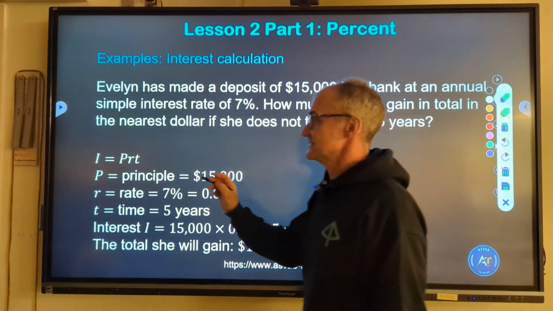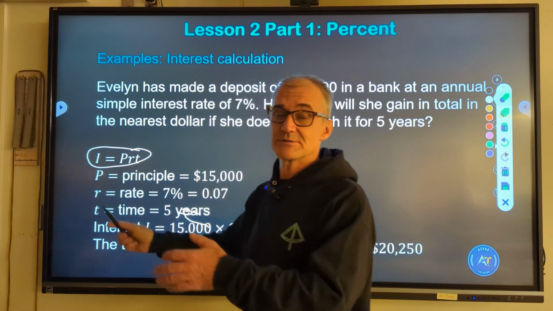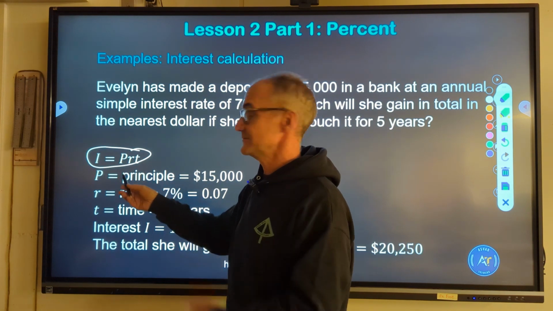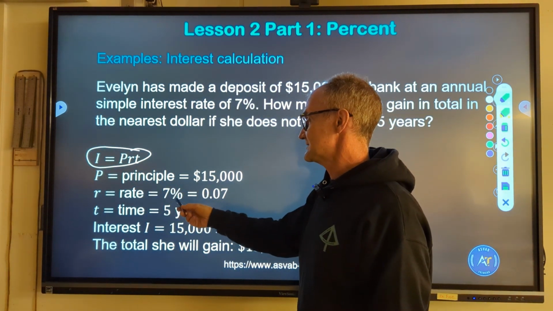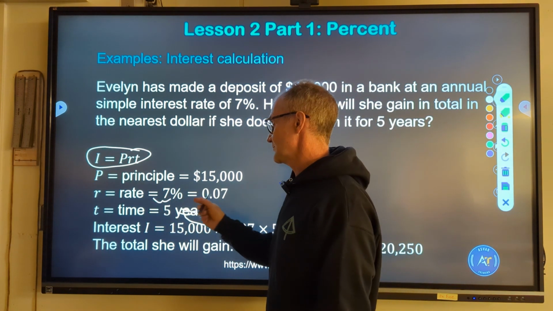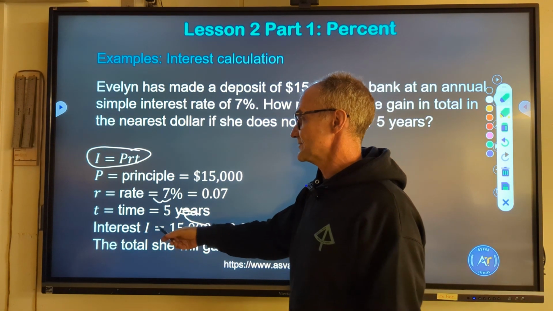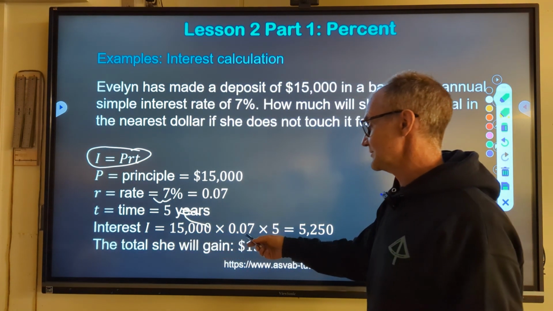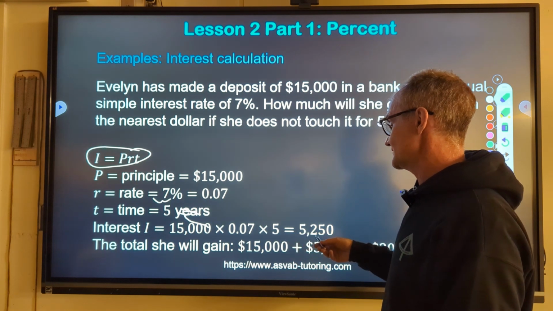So our equation is this right here. Interest is equal to principal, the amount you put in, times the rate times the time. So the principal amount is $15,000. The rate is 7%, so I convert that to a decimal, 0.07. The time is 5 years. So the interest earned is going to be that $15,000 times the 0.07 times the 5 to give you $52.50.